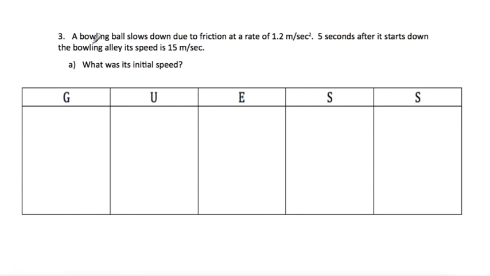Alright, number 3. A bowling ball slows down. So this is something slowing down due to friction at a rate of 1.2 meters per second squared. 5 seconds after it starts down the bowling alley, its speed is 15 meters per second. What was its initial speed?